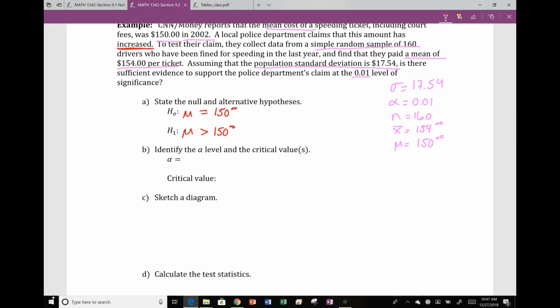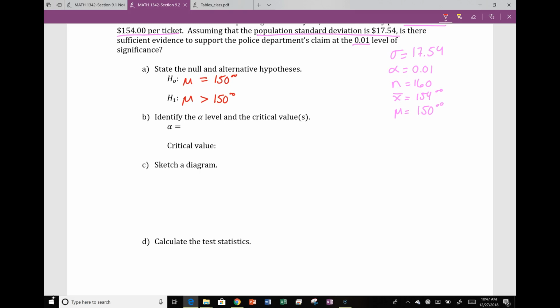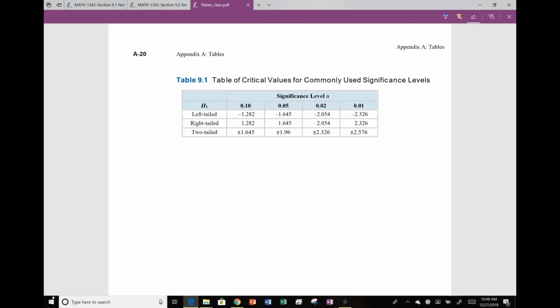So since this is a greater than, I'm going to actually go ahead and skip down here to sketch the diagram to help us out a little bit. Greater than signifies that it's a right-tailed test. Okay? So our alpha is 0.01. Since this is a Z, sigma is known, when I come over to my chart, I can look at this table 9.1. I'm looking at the right-tailed test over here. So I'm looking at this one.